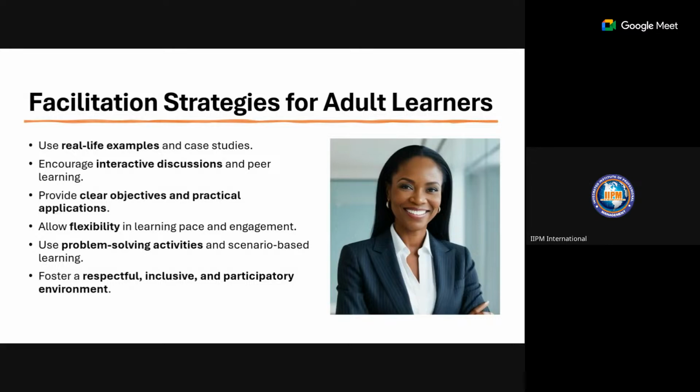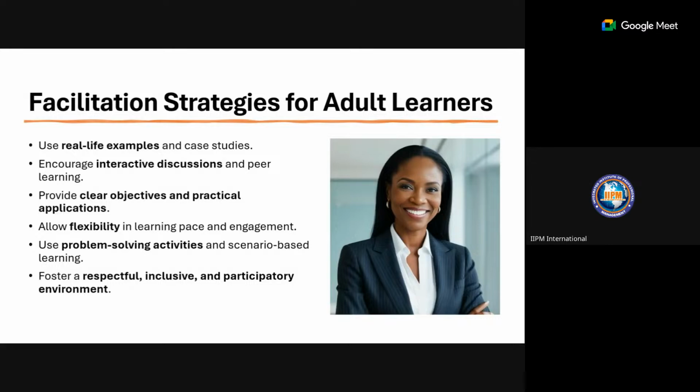As a facilitator facilitating adult learning, you must make sure that your learning objectives are clear and obtainable with practical applications. And you must allow flexibility in learning pace and engagement. You don't force them and say, this training is for 2 weeks, you started in 1 week, you must finish it in 2 weeks. No, sometimes emergencies occur, exigencies occur, and you cannot persuade them.